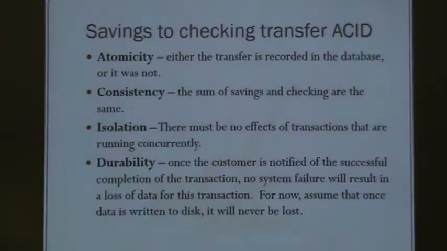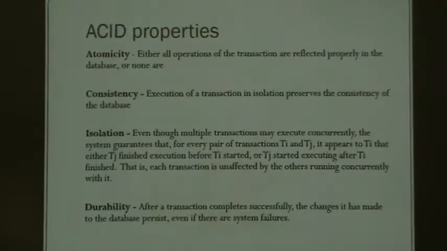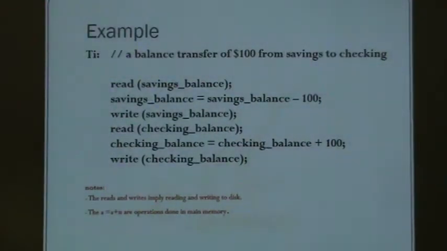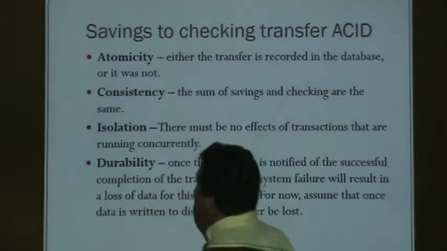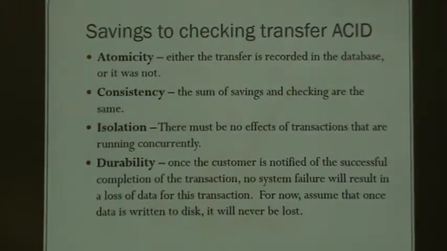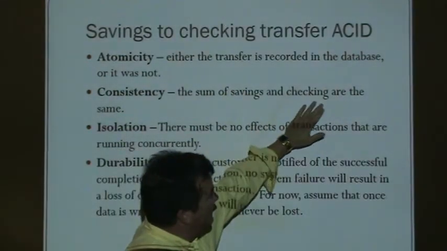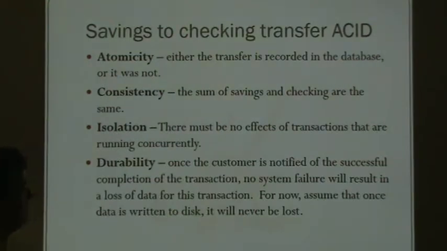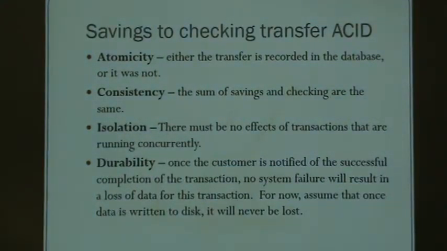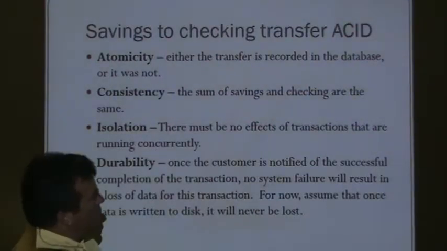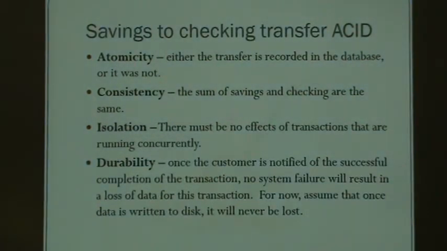So, for example, in a transaction like this, where we're transferring money, for the atomicity part of that transaction, we would either want the transfer of the funds to be recorded in the data or not. For consistency, we would like the sum of the checking accounts and the sum of the savings accounts to be the same. So no matter what happens, if the money is transferred, the customer should not be losing money at all. Isolation, there must be no effect on the transactions that were running concurrently.